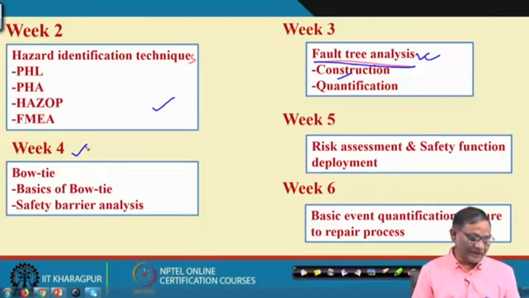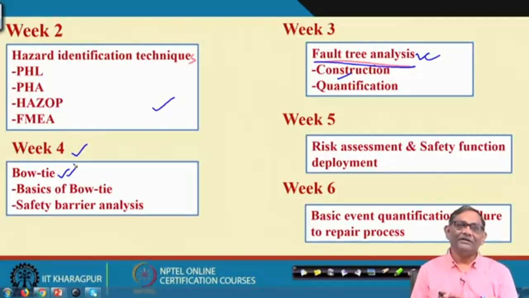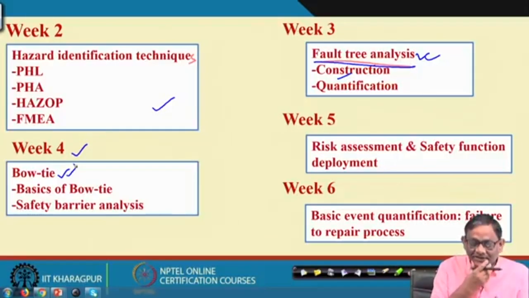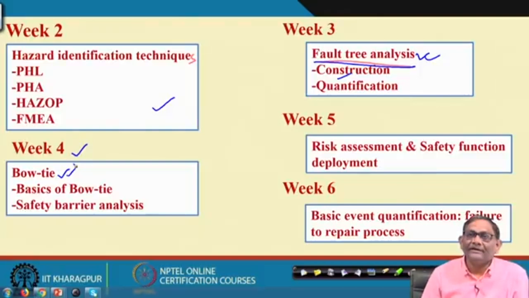We combine the two and we develop bow tie, where bow tie has a center event, which is basically the top event for fault tree or initiating event for the event tree. So, the center event is linked with fault tree and event tree, and the entire combination is bow tie. Bow tie is, I can say, one of the best things that happened in safety engineering, because fault tree and event tree, two of the most important techniques, are combined together. In fact, bow tie mathematics is still under development.